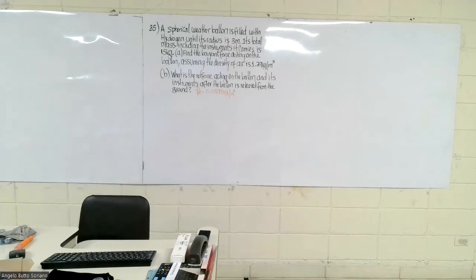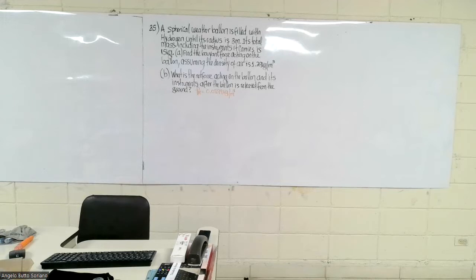The first one asks what will be the buoyant force acting on the balloon, assuming the density of the air is 1.29 kilograms per cubic meter. Why are we using the density of the air? Because the density of the air provides the buoyancy force. That is the element which allows the balloon to float in air.